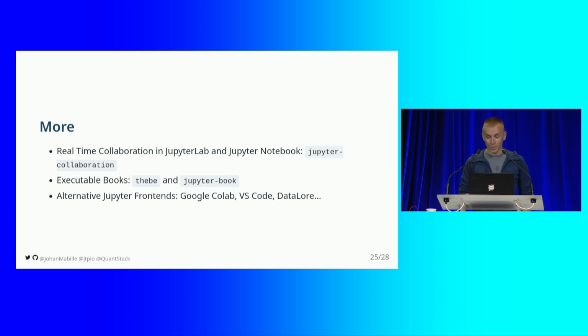So that was just a brief overview, even though it's already a lot. And there are way more packages and more things in the Jupyter ecosystem than what we just presented. There is also a lot of work going on in the collaboration story. There is a package called Jupyter Collaboration that, if you install it, gives you real-time collaboration in JupyterLab and Jupyter Notebook. There is also the Executable Books project with Thebe and Jupyter Book. And there are also alternative Jupyter frontends developed by other people. They are based on the same standards and protocols, but they provide different interfaces.